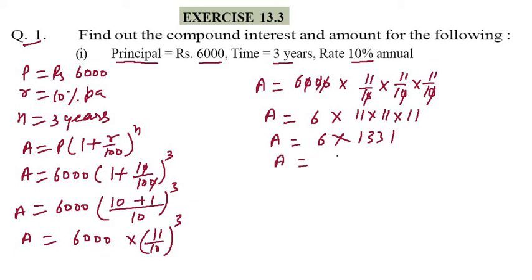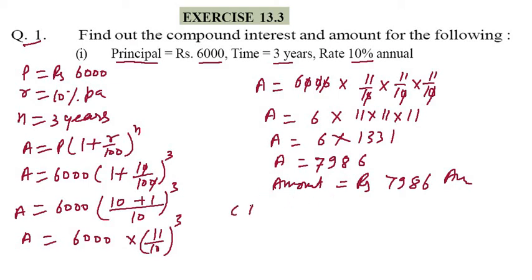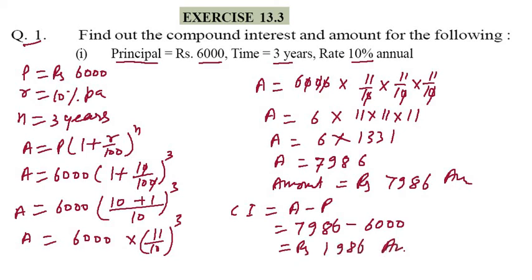Now multiply this one. 6 1s are 6, 6 3s are 18, 6 3s are 18 and 1 is 19, 6 1s are 6 and 1 is 7. So amount will be equal to rupees 7986. So that is your answer. Now find out the compound interest and amount. That was the amount, and now the compound interest, that is CI. CI is the amount minus principal. Amount is 7986 minus 6,000. So that is rupees 1986, and that will be your answer. And that is the compound interest.